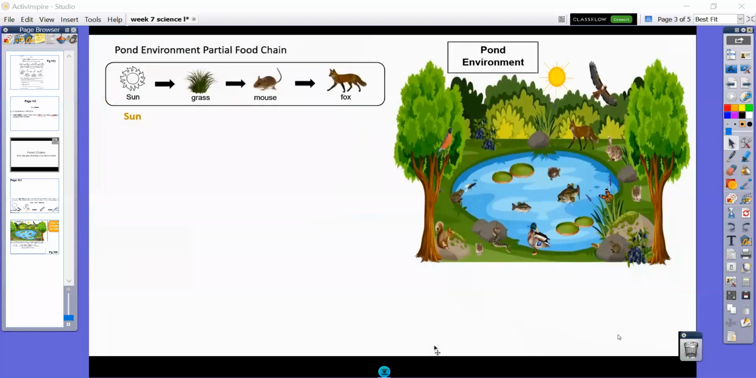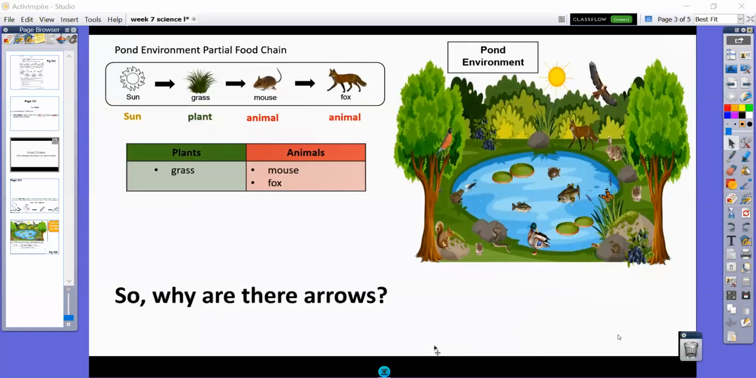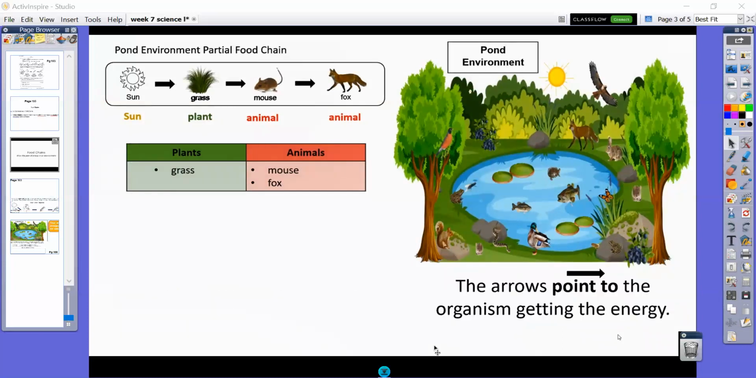So let's practice. In our example food chain for our pond environment, the sun begins the path of energy. Next, a plant gets energy from the sun to make food, and that food gives energy to the animal that eats the plant. Next, another animal that eats animals gets energy. So why isn't a food chain just a list of animals? Why is a food chain a diagram that includes arrows? The arrows point to the organism getting the energy.